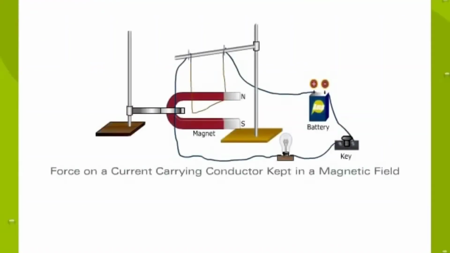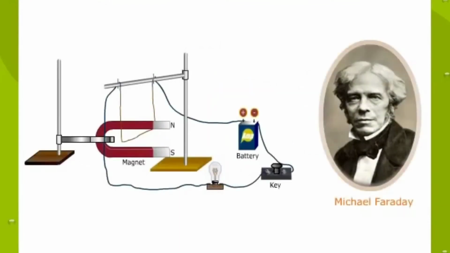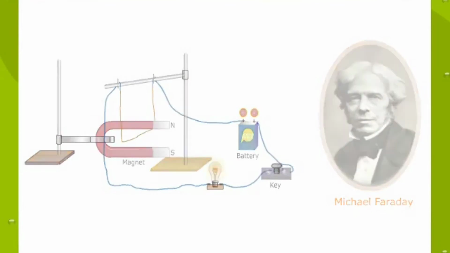Force on a current-carrying conductor kept in a magnetic field. In 1821, Michael Faraday demonstrated that if an electric current is flowing through a conductor placed in between the poles of a horseshoe magnet, it experiences a force. Let us perform an activity to understand this concept.